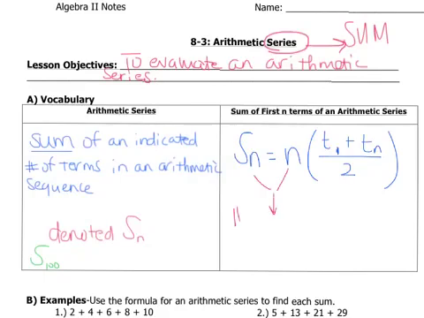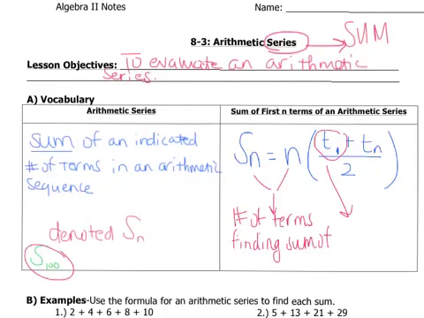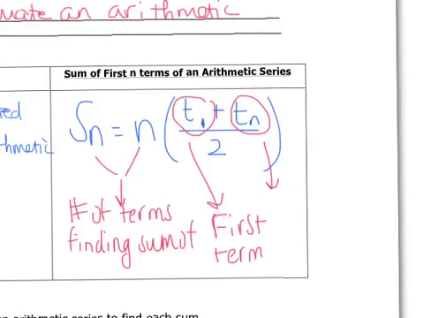So the n is the number of terms that you are finding the sum of. Like we said, if you're finding S of 100, that means you're taking the sum of the first 100 terms. T sub 1, we should know what that means. First term. Okay, good. And then T sub n, what does that mean? Carly, what does T sub n mean? Like, if you're solving for example, the sum of 100, that term of 100 in that problem.